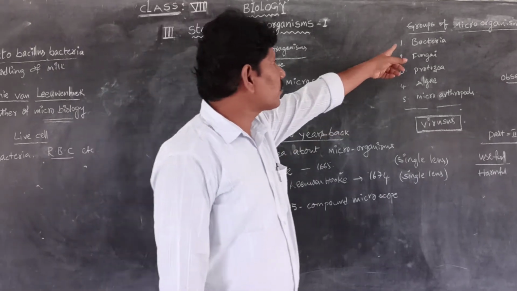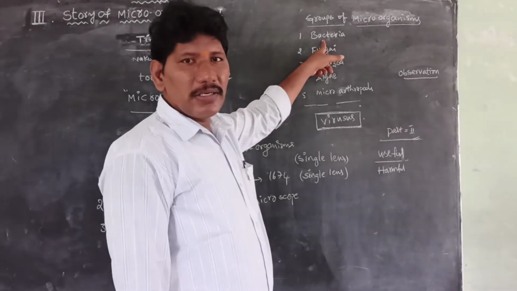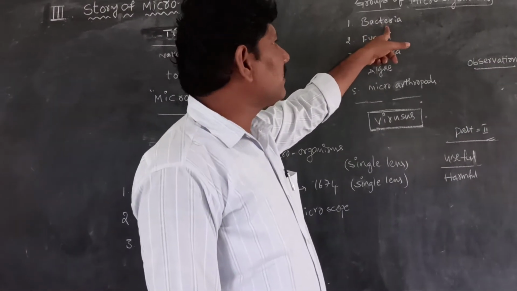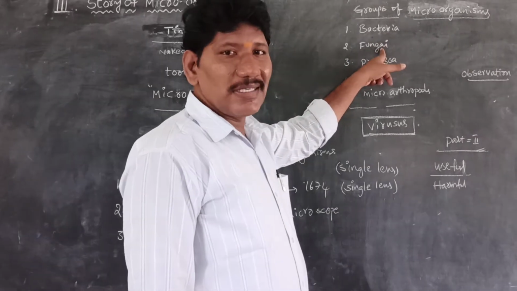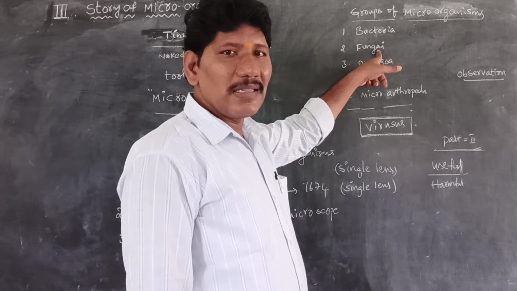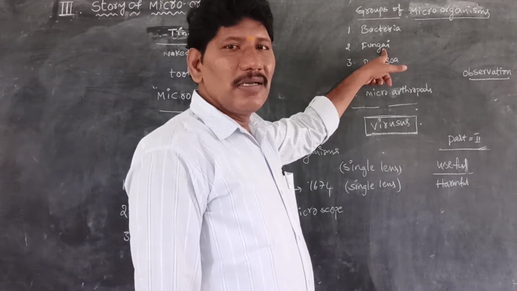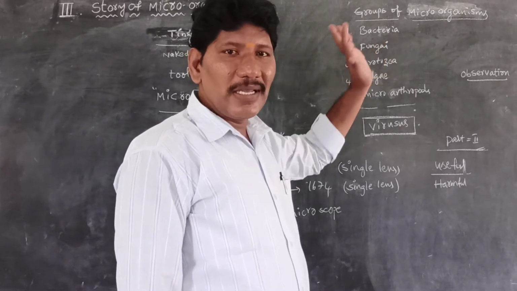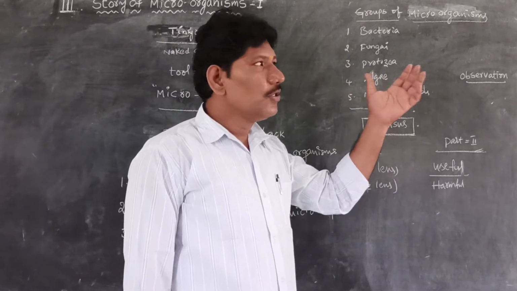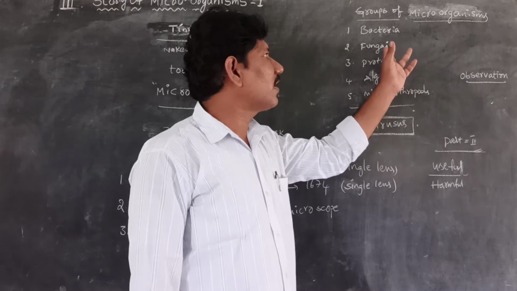First one is bacteria. It is a very familiar word to science students. Next is fungi. Actually it is a plant, but it is not an autotroph. They have to depend on other organisms, like saprophytes. They derive energy from dead and decaying organic matter. So normal fungus is called fungi.